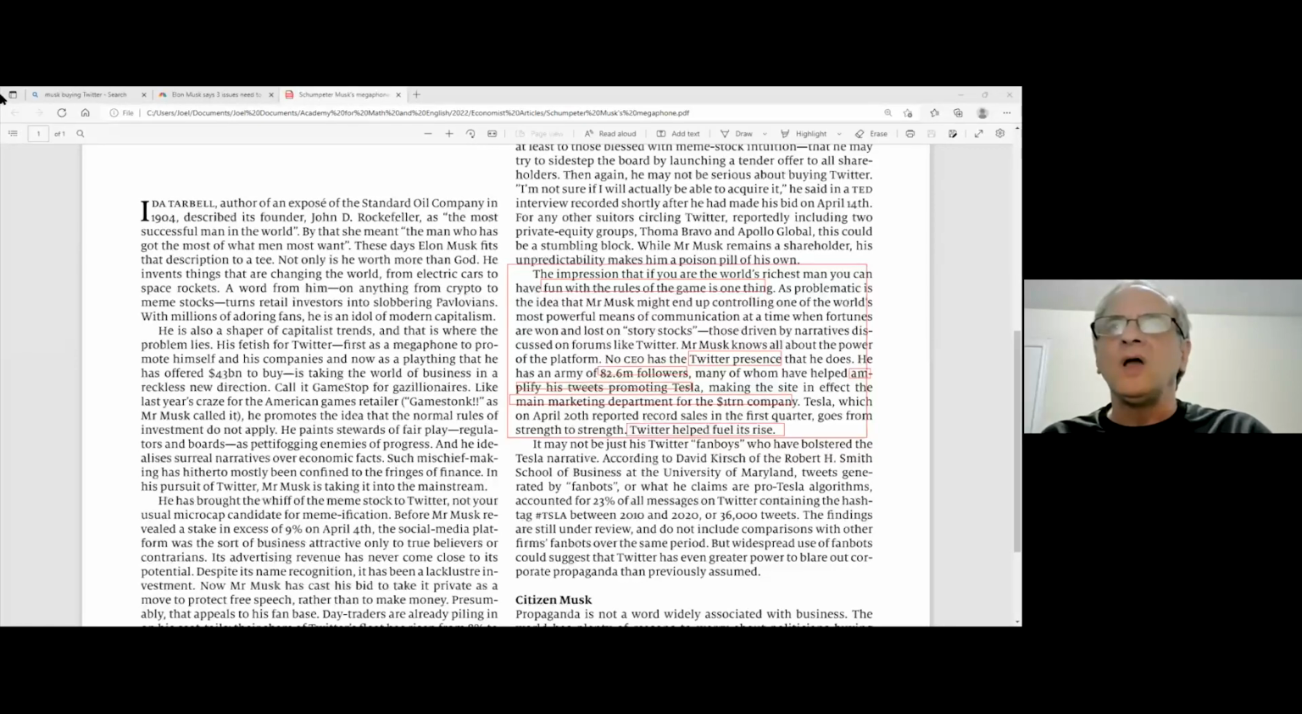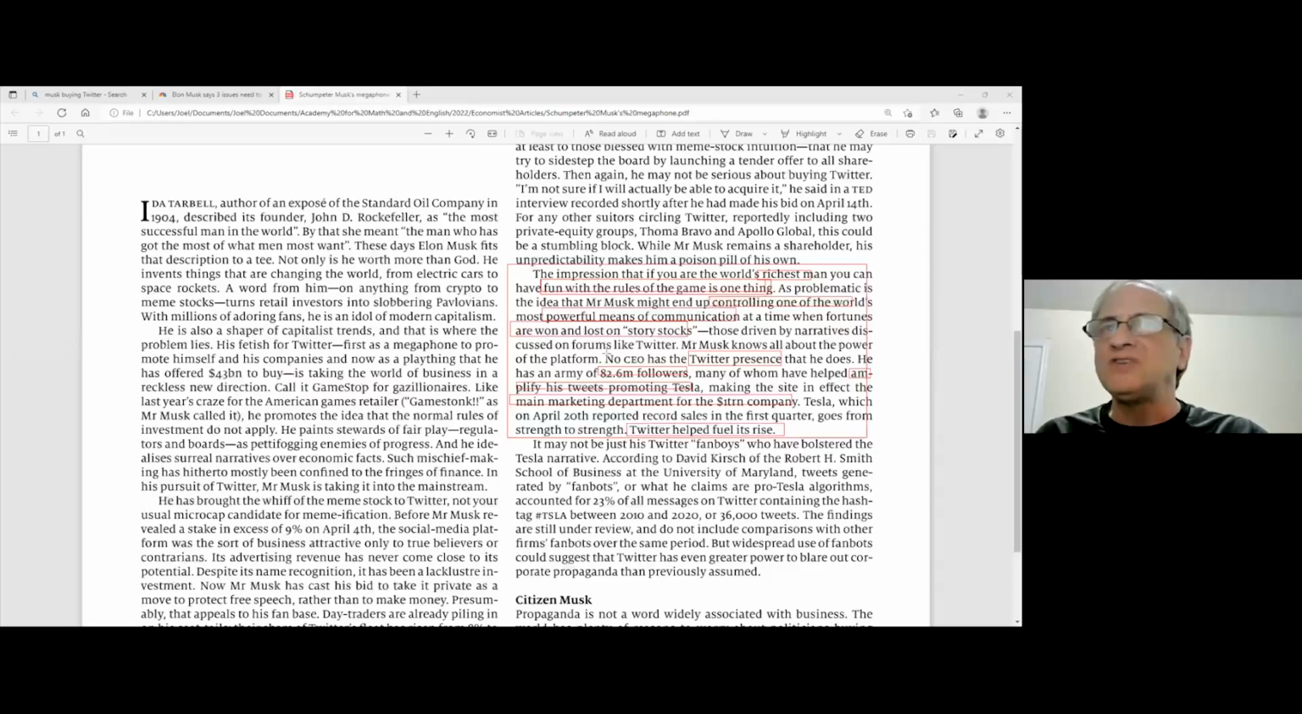Okay, so if you're the world's richest man, then people think, oh, you can have fun with the rules of the game. That's what he's doing. He's having fun with it. But that could be a problem, because what if he ends up controlling one of the world's powerful means of communication when fortunes are won and lost on story stock? So it's a little bit scary, because he's kind of childlike. He's built a strong business like Tesla, but do you want a childlike person to control a company like Twitter? That's what's scary to people.